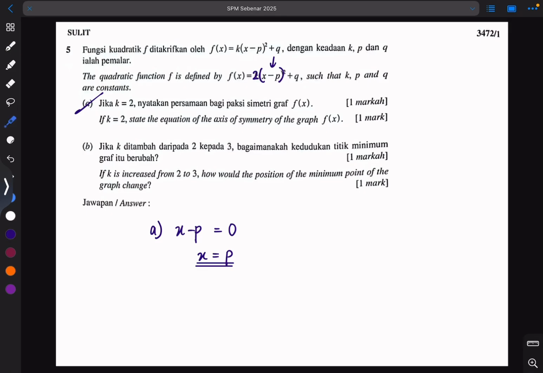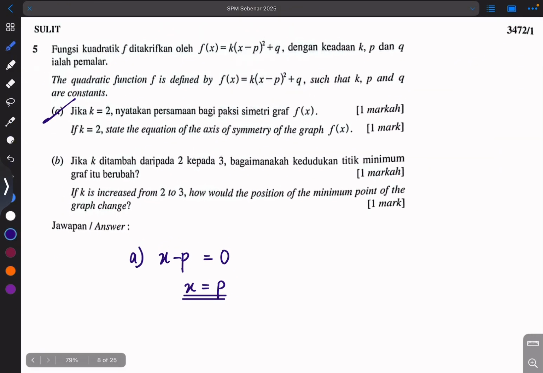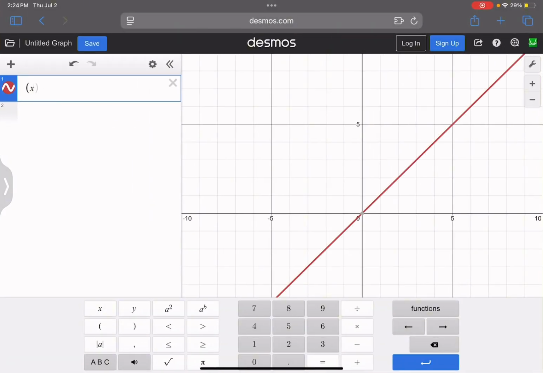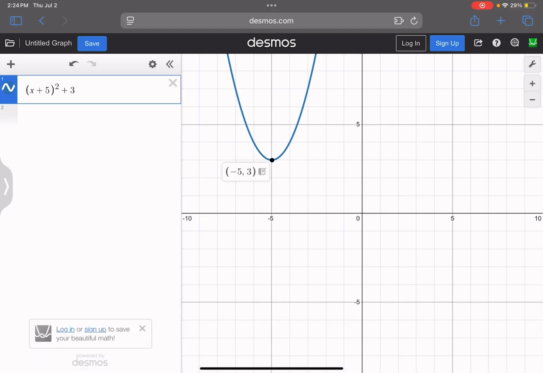Okay. B. If K is increased from 2 to 3, how would the position of minimum point of the graph change? Okay. So K is this one. If this one changes from 2 to 3, they're asking what will happen to the minimum point. Minimum point will be P and Q. Okay, actually it won't change much. Let's see. If we have a graph, let's say x plus 5 square plus 3, let's say. So this is our minimum point, negative 5, 3.